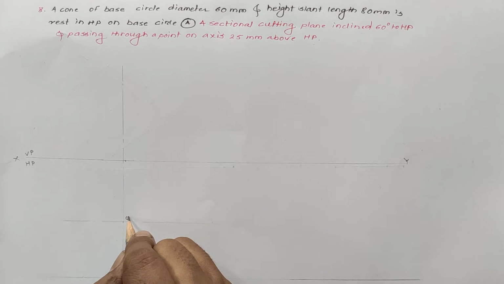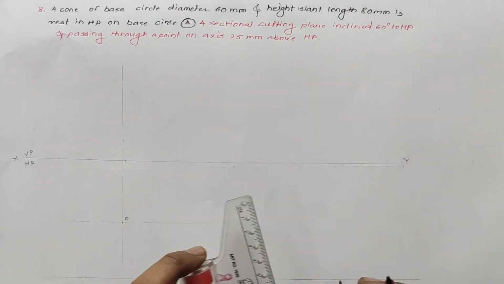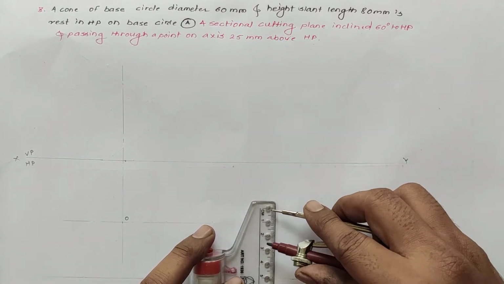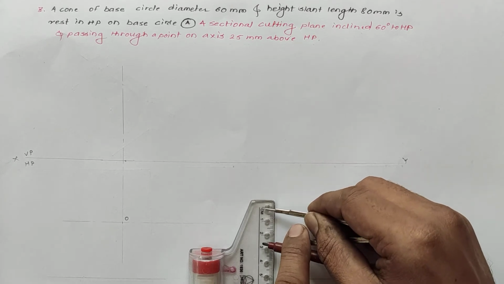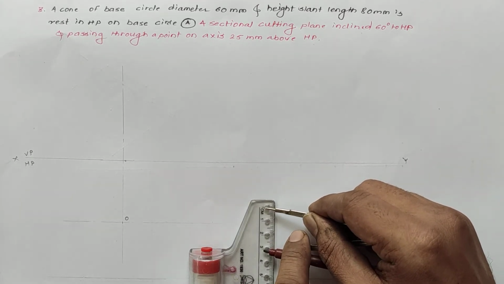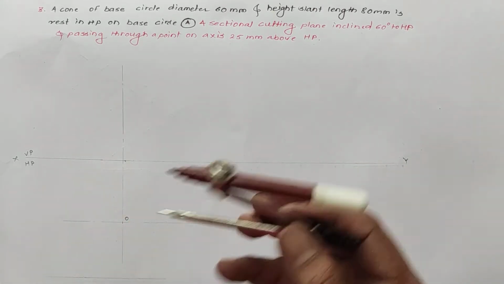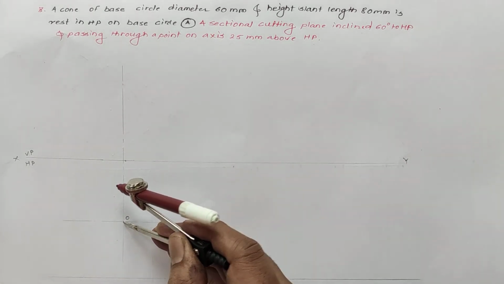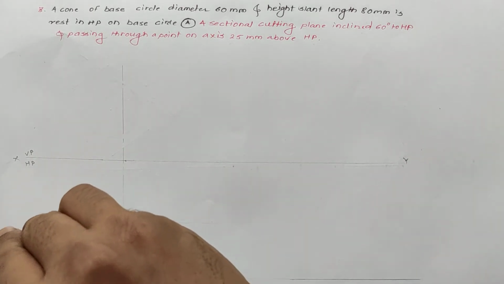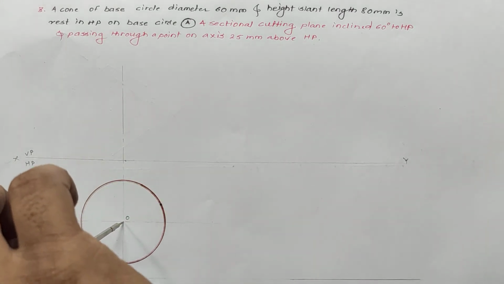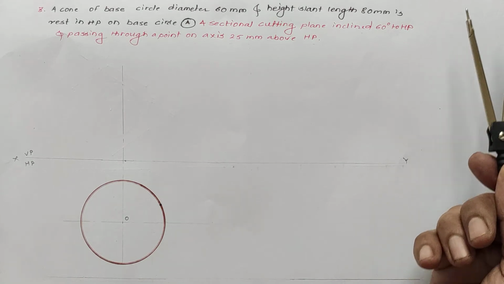This is the apex O of the cone. Then take the radius in the compass. The diameter of the base circle is 60, so the radius is 30. Take 30 mm in the compass, place the compass on apex O and draw the circle of diameter 60 mm.